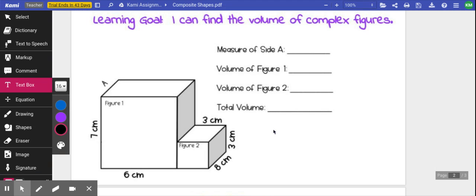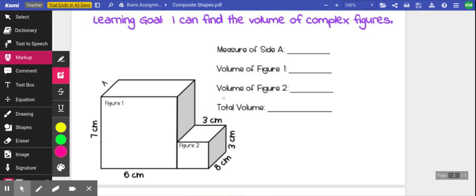So let's go ahead. We first want to find out which figure has all 3 dimensions, and that's going to be shape A. So look closely at the figure. Which figure has all 3 dimensions? Well, figure 2 has all 3 dimensions. If we look at it and mark it up, we'll see that figure 2's length is 3 centimeters, the width is 8 centimeters, and the height is 3 centimeters. So all dimensions are written here for figure 2.